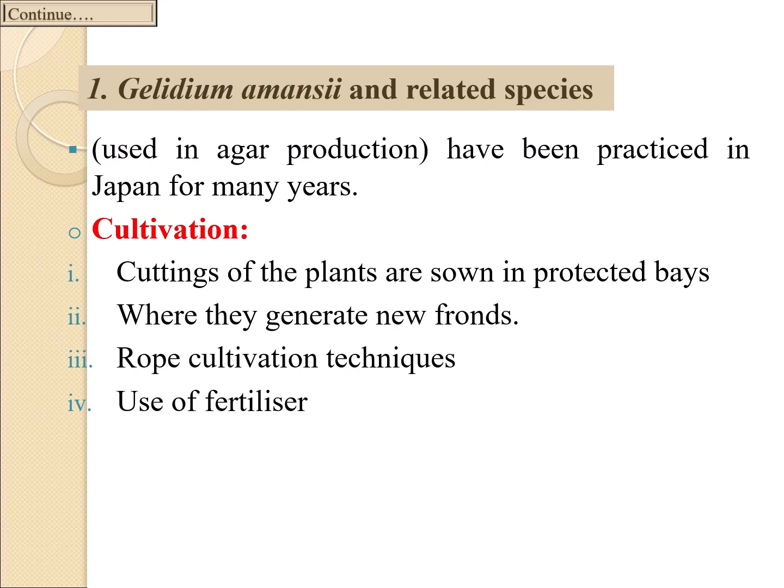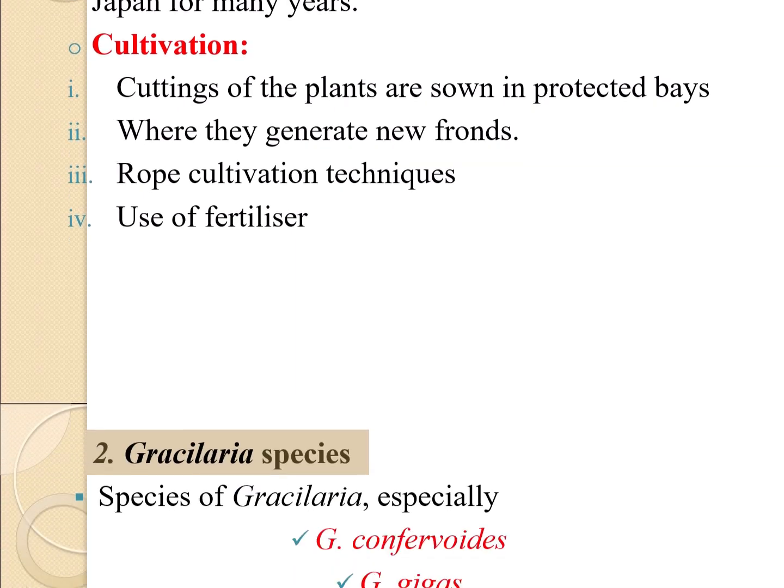This weed is commonly cultivated in Japan for obtaining agar. Cuttings of the plants are sown in a protected bed, where they generate new fronds. Horizontal, vertical and both types of rope raft cultivation techniques, similar to those used for Undaria, are presently employed for cultivation of Gelidium amansii. Their growth is enhanced by using fertilizer pellets.